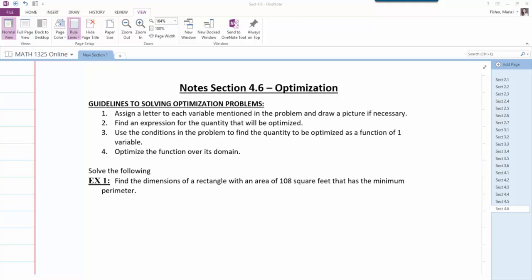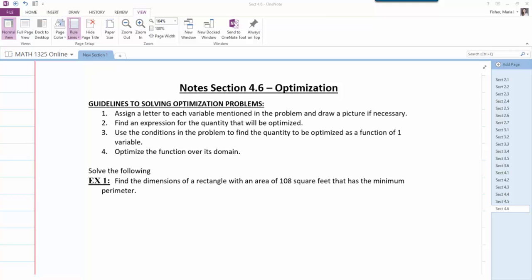Then you find the expression for the quantity that's going to be optimized. Then you're going to use the conditions in each problem to find the quantity to be optimized as a function of one variable. And finally, we want to optimize the function over its domain. So let's look at example 1 here.